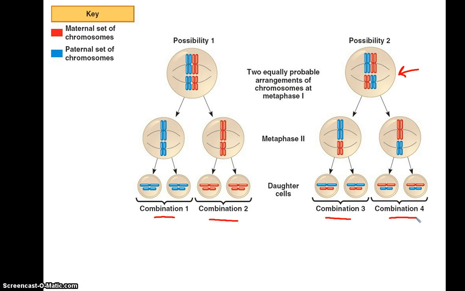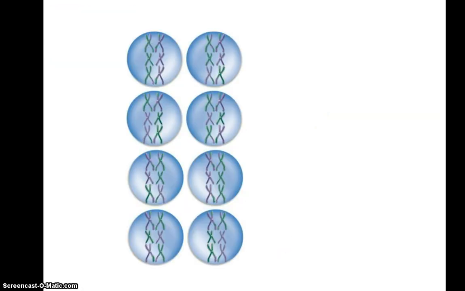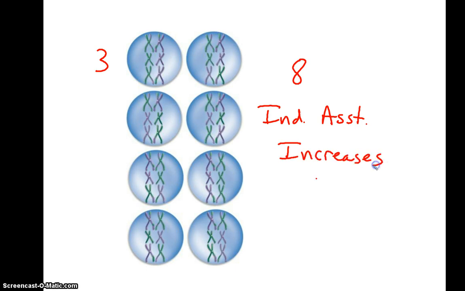So if there's only two chromosomes, there's 4 different possible combinations that we can end up with. If we have 3 chromosomes, like in this picture here, there's 8 possibilities because of independent assortment. So independent assortment increases diversity.